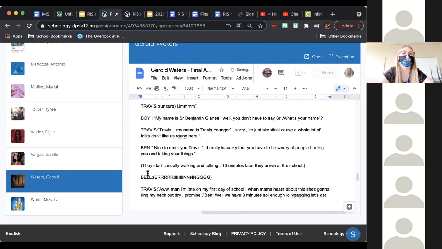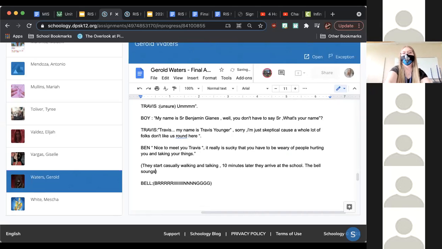So the bell is not a character. We're not going to have someone on stage running into the middle of the stage going, ring, right? So this is still going to be a part of the stage directions. We're going to say 10 minutes later they arrive at school, the bell sounds, and I can tell that he wanted it to be nice and loud and long. Sound loud, and whatever you want to say to describe that bell sound.